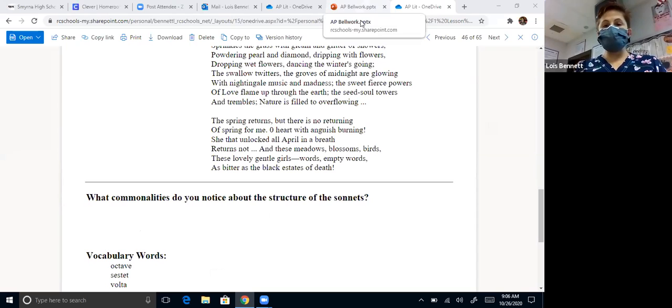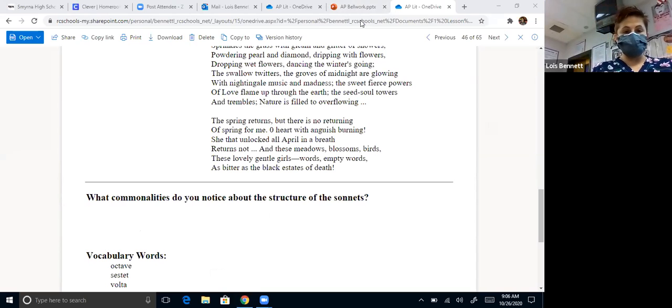All right, so let's come together and share some of these. And I'm going to throw some of these up here on the board. What is one of the first things that you notice that they all have in common? Okay, there are two stanzas.